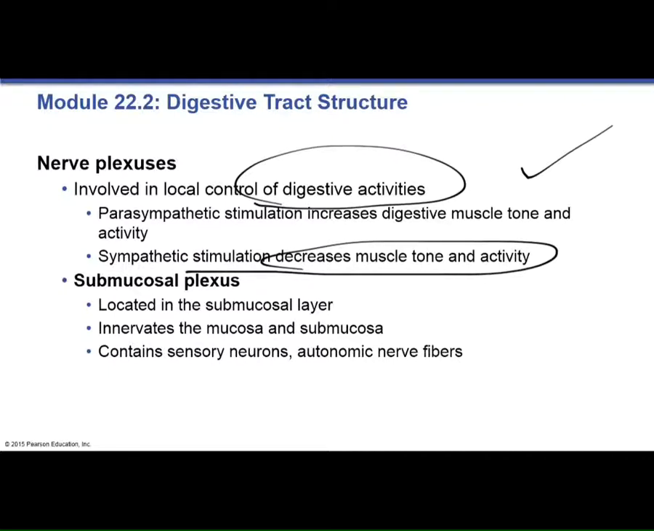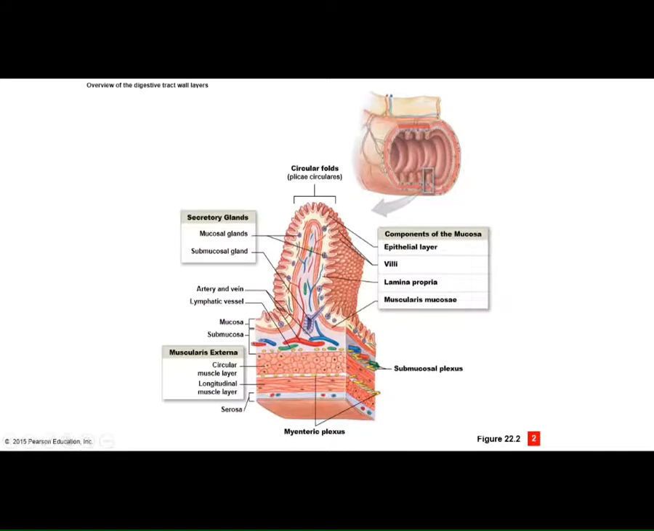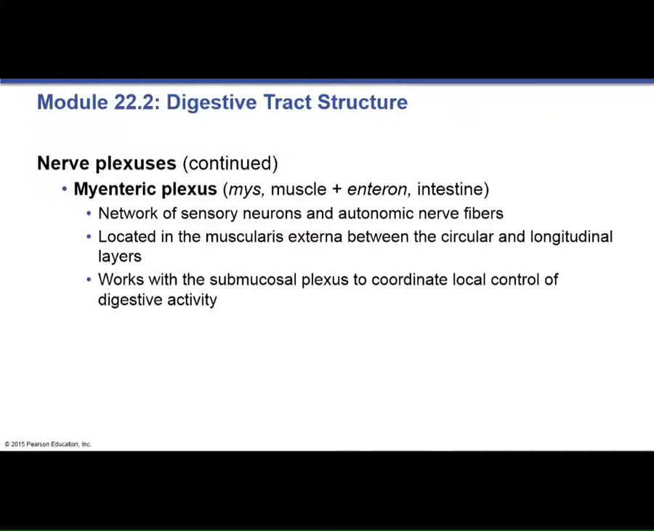And so there's a series of submucosal plexuses which are traveling in the submucosal layer and are innervating both the mucosa and the submucosal layer. Again, lots of nerve endings in your gut. There's two different plexuses, the myenteric plexus. Myo, something to do with muscle. So this is going to be located in the muscularis externa, the outer layer of muscle, and between the circular and the longitudinal layer. So it's right in between the muscle layers. So the myenteric plexus is in the muscle layers, and this is going to help control digestive activity.